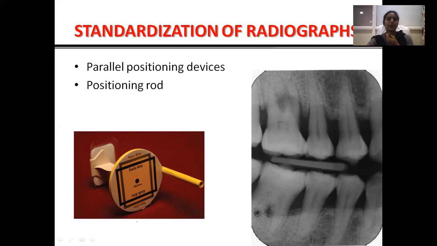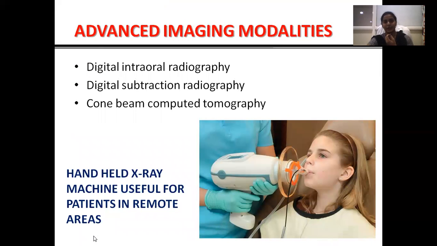Okay. So we will know something called standardization of radiographs. So standardization is taking radiographs in a similar way every time, in a similar manner every time. So it is not always possible to take radiographs in the same way every time, right? So for that, we have these parallel positioning devices or positioning rods. Okay, so these will help us in standardization of radiographs. So next we'll get into the advanced imaging modalities.